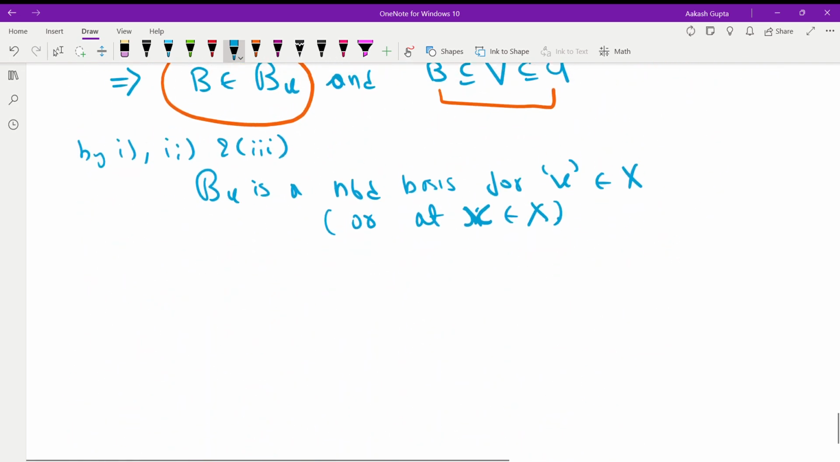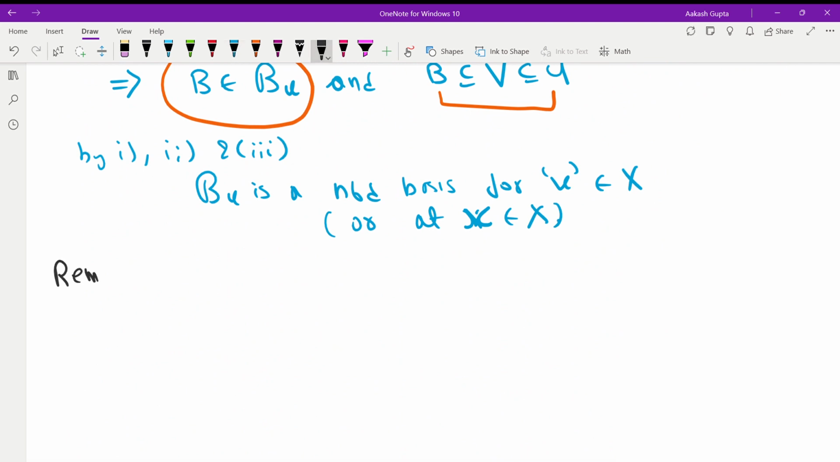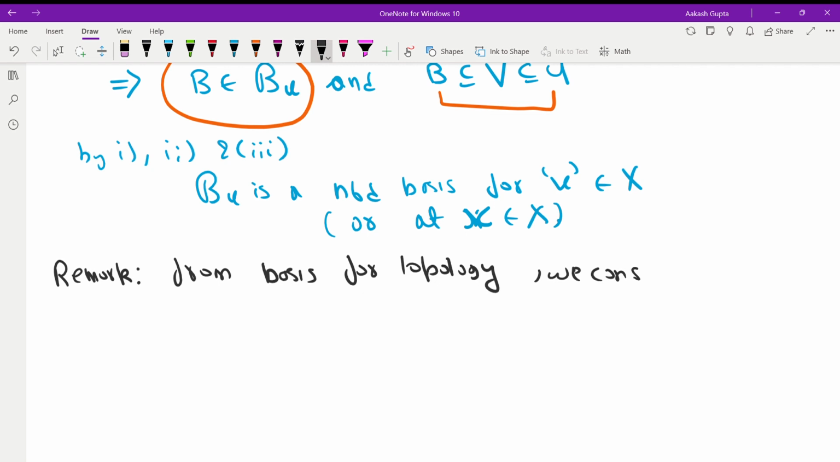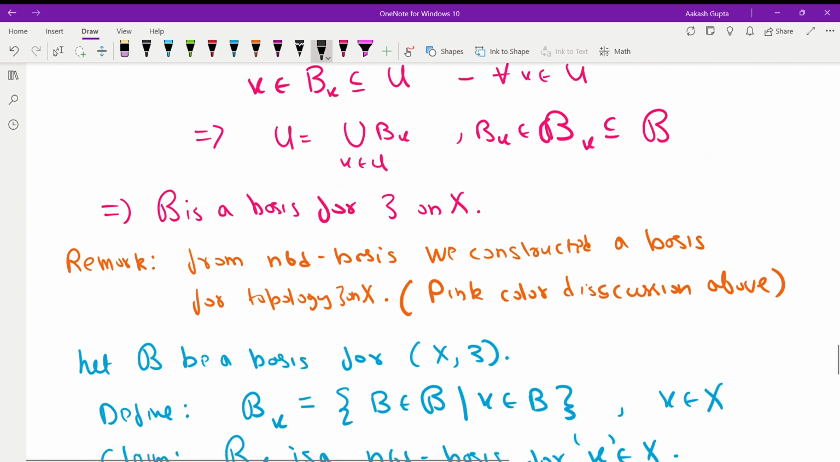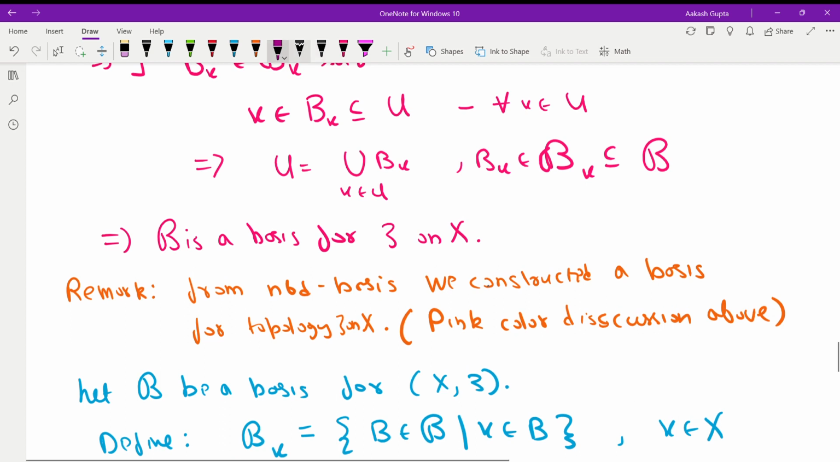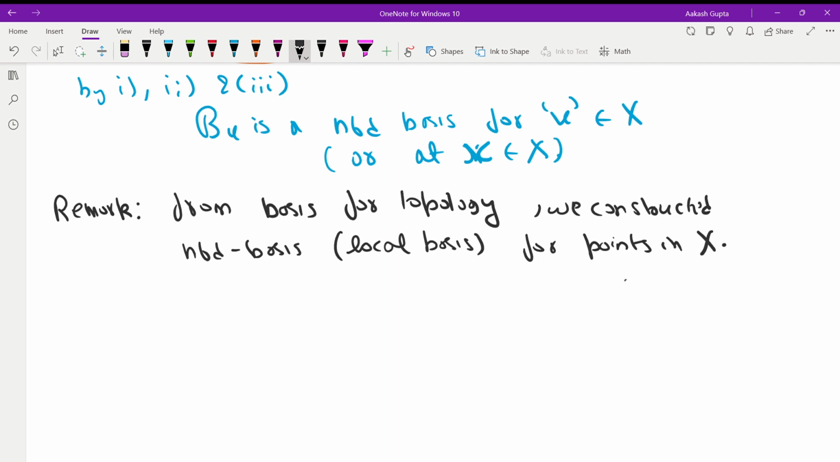So what is the remark here? The remark, from basis for topology, we constructed what? Neighborhood basis or local basis for points in X, right? So you see these two remarks. Let us say this is 1. So from neighborhood basis of each point, we have constructed a basis. And here, say this is 2nd. From basis, we have constructed the neighborhood basis.